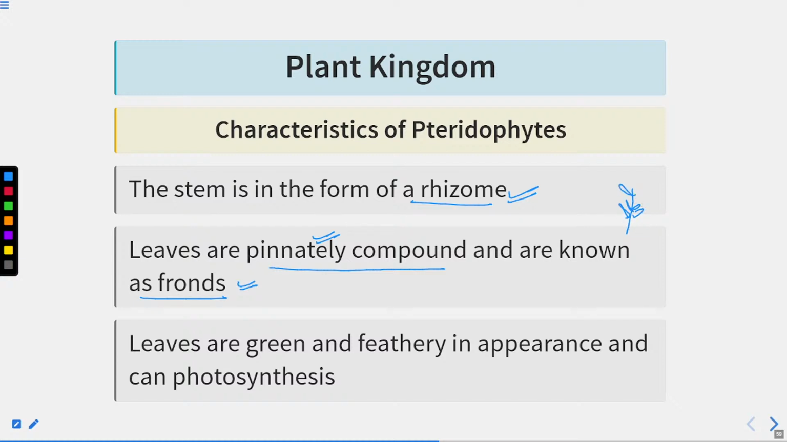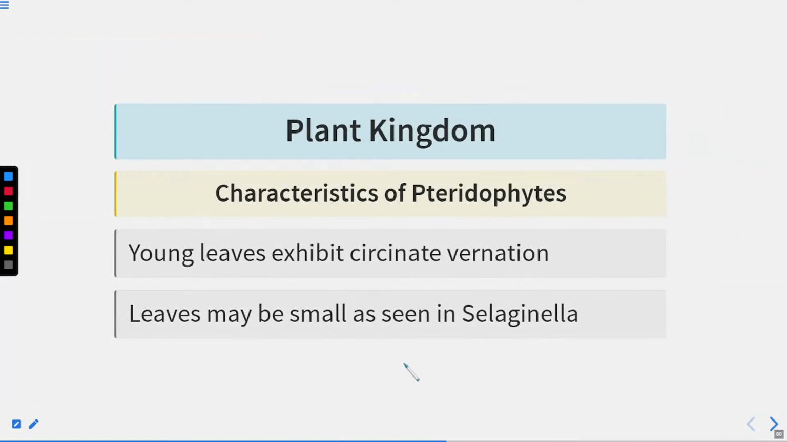It is a compound leaf, right? Leaves are green and feathery in appearance and can photosynthesize. They are green in color because they have chlorophyll, and they have a feathery appearance. They have hair-like structures on the surface, called ramenta, and they perform the process of photosynthesis.